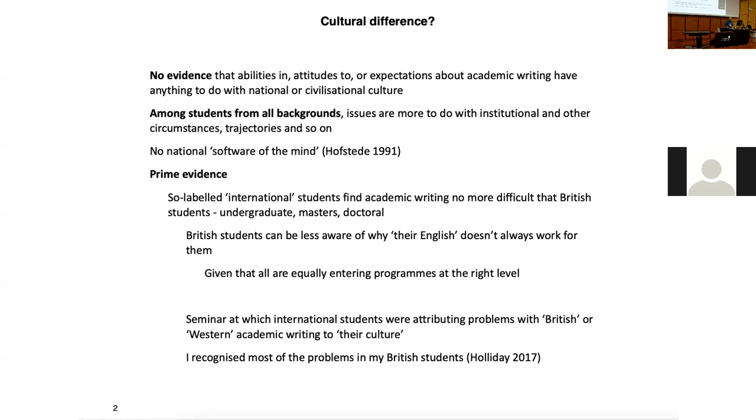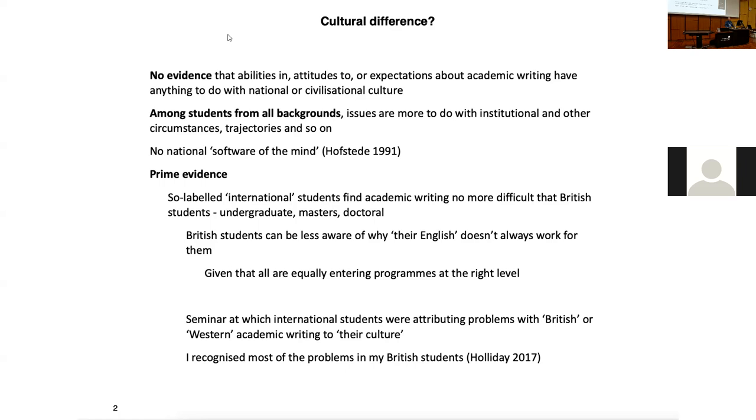So, cultural difference, starting with that as a concept. And I'm going to start off with a very aggressive statement: in my opinion, there's no evidence whatsoever in my experience that abilities in, attitudes to, or expectations about academic writing have anything at all to do with national or civilizational culture. And I really mean that. If I hadn't read about it, I would never have imagined it. And I've taught students from all sorts of backgrounds. Issues are always there, and they are multiple, and the students' backgrounds are multiple.